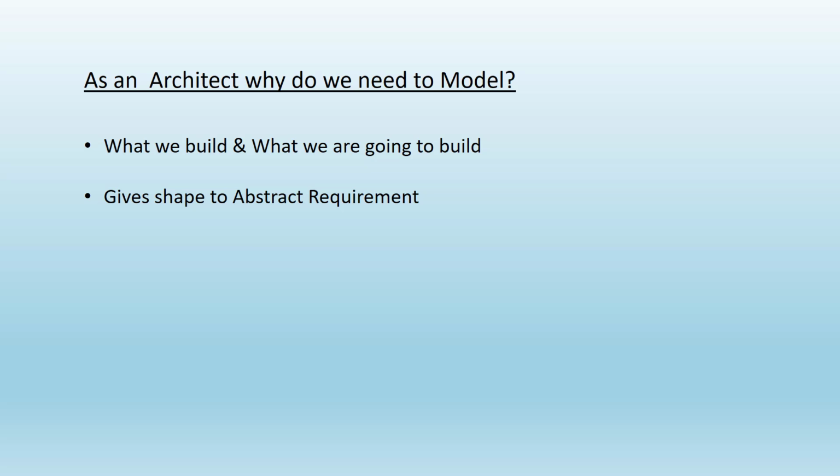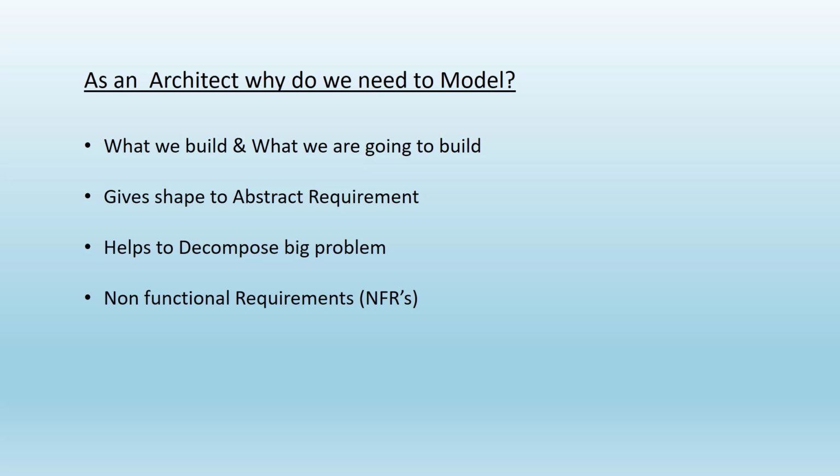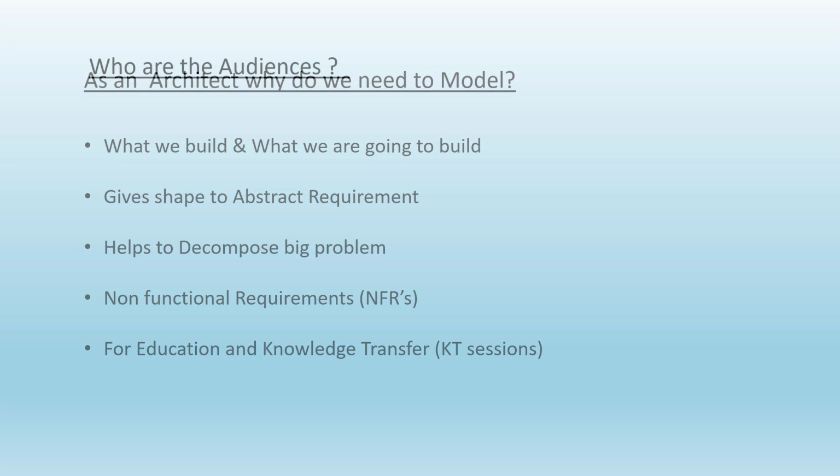So in these cases, where the requirements are abstract and not clear, modeling helps. Once you start building various model diagrams and start communicating with the correct audiences, you will have more clarity on the client requirement. With modeling, a big complex problem can be broken into small manageable chunks. It's a good tool to identify NFRs, or non-functional requirements. We'll talk about NFRs later in the course. Models and software architecture diagrams are an excellent tool to be used during KT, or knowledge transfer, sessions. It's also an apt tool to be used during onboarding sessions for new joinees.